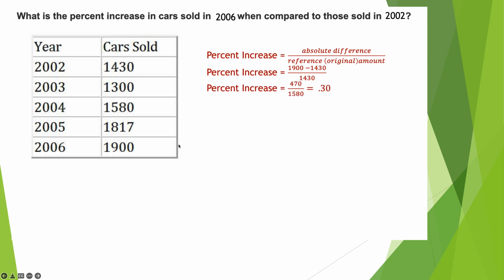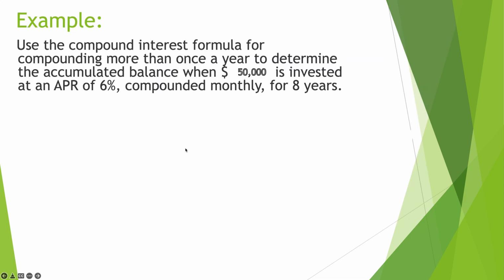So that's 470 divided by 1430. It says 1580, don't worry, it's 1430. And that works out to be 30%. Next up.